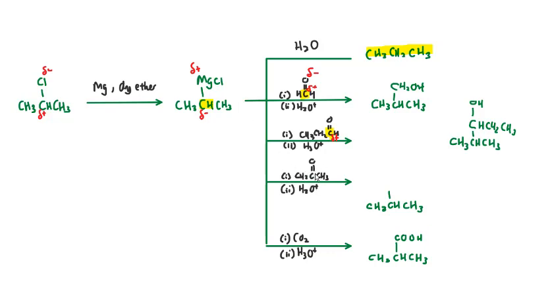Next, Grignard reagent with ketone. In this case, we have propanone, a ketone with 3 carbons, followed by hydrolysis. We are combining these 2 carbons and the new product formed looks like this. It has exactly the same structure as our ketone, but the C double bond O breaks to form C and OH. And last but not least, Grignard with carbon dioxide followed by hydrolysis generates our carboxylic acid, COOH.